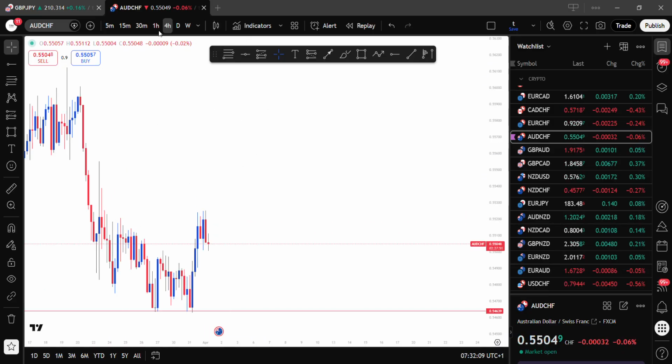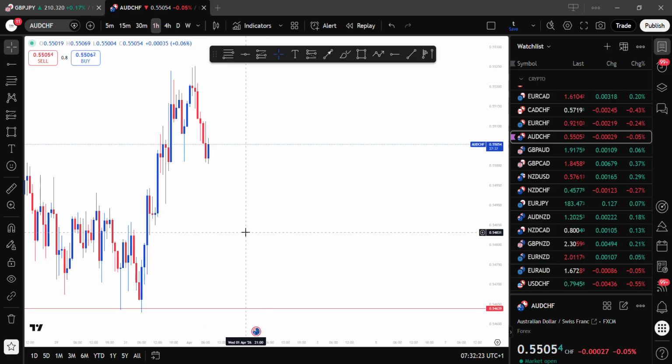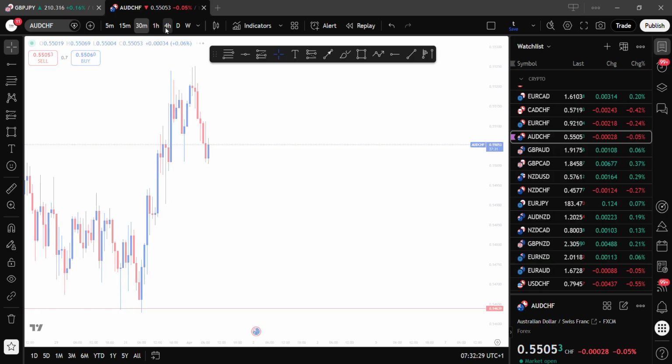AUD CHF, on AUD CHF daily time frame, you can see market is selling, sold to this point already. So if you check the 1 hour, is there any reversal happening on 1 hour? There's no reversal happening on 1 hour yet. There's no change of character, so we just keep waiting and see what happens during the day or later in the week.